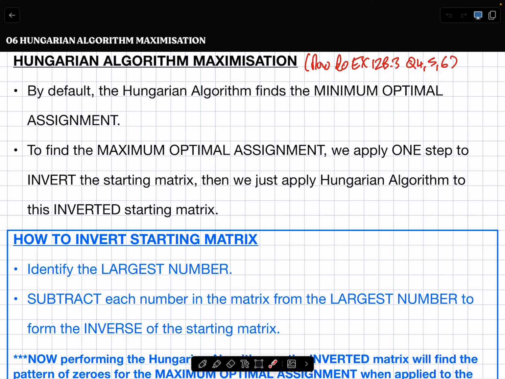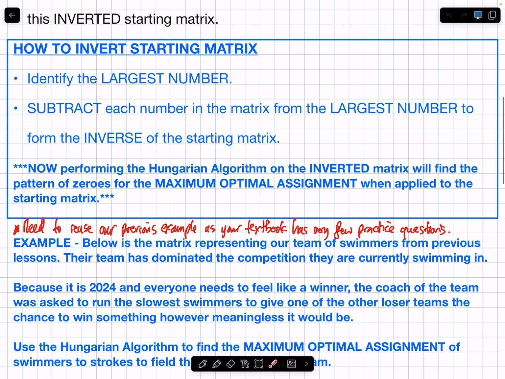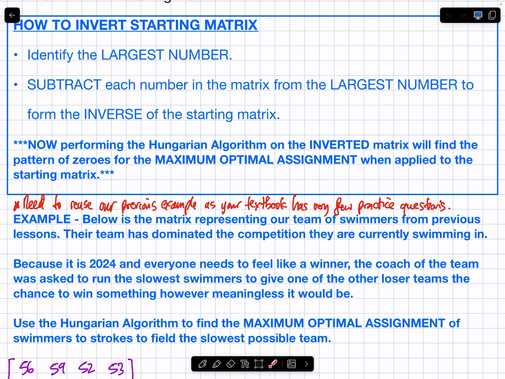What do we do? We invert the starting matrix. After you've inverted the starting matrix, it's like flipping it. Then we just do Hungarian algorithm as normal, but we do it to the inverted matrix, and that you will get the maximum. So, how do I invert a starting matrix? This is literally the only notes that you need, and the example.